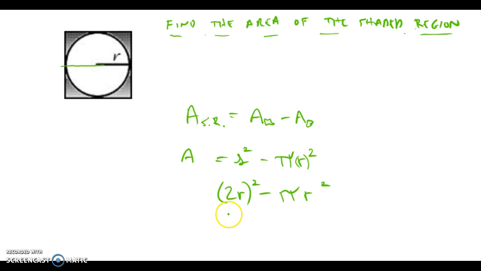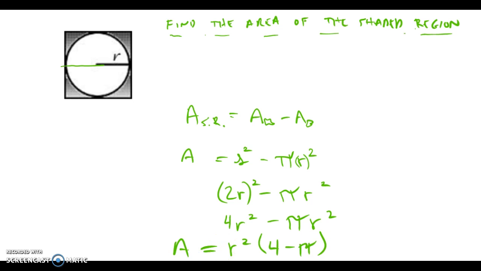Now I'm going to square the square. Sounds kind of funny. 4r squared minus pi r squared. And we're not going to leave it at that. We have one more step to make this completely simplified. The factored version of a polynomial is the most simplified version. So r squared times (4 minus pi) is the solution of this one.